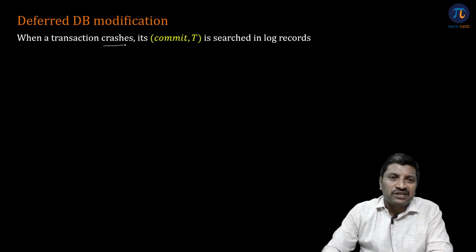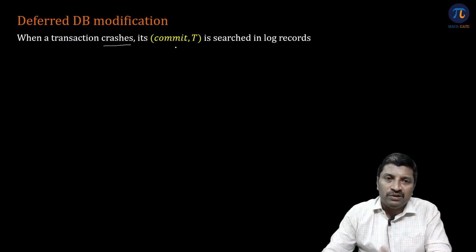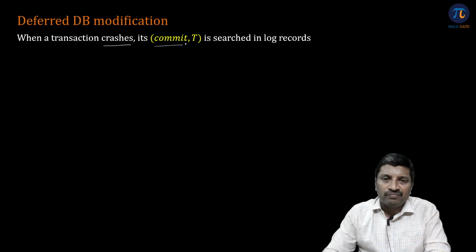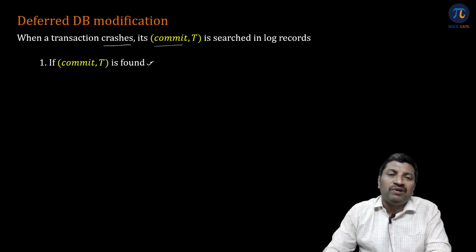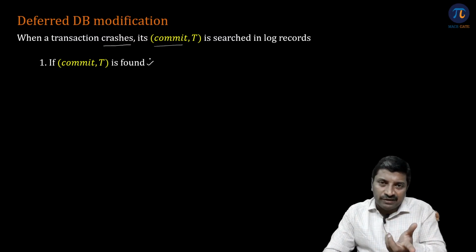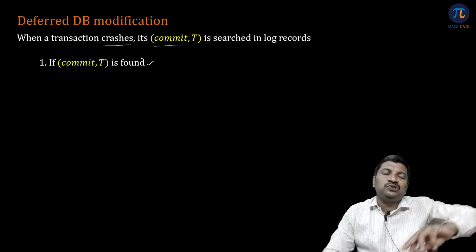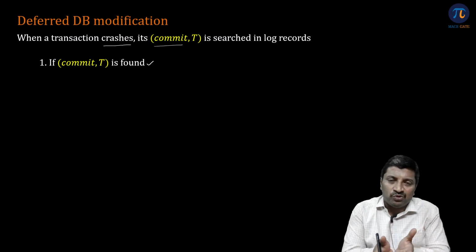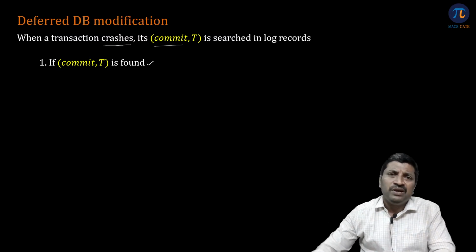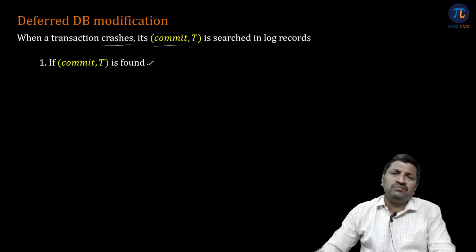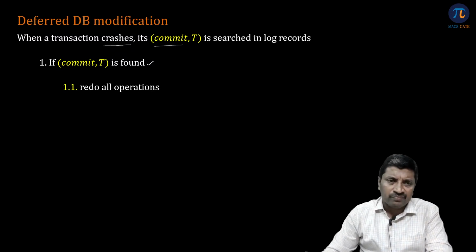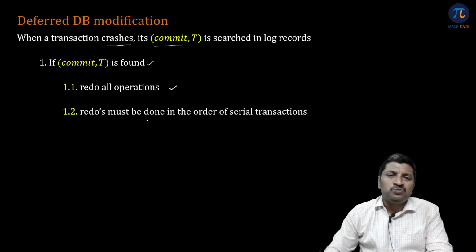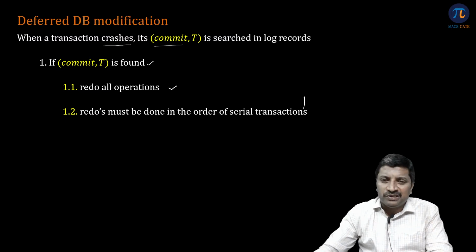Whenever a transaction crashes, suppose there is a failure, then we verify for commit. If commit is found, what does it mean, sir? It means we might have started. Since we started, I need to start from the beginning because I don't know where I was stuck or where I failed. That may be 20%, that may be 30%, that may be 100%. So we start from the beginning, so redo all the operations. That's it. Redos must be done in the order of serial transactions. Sir, this is the main important point.